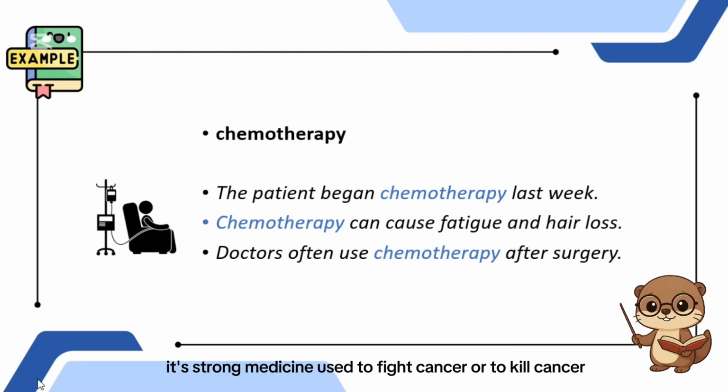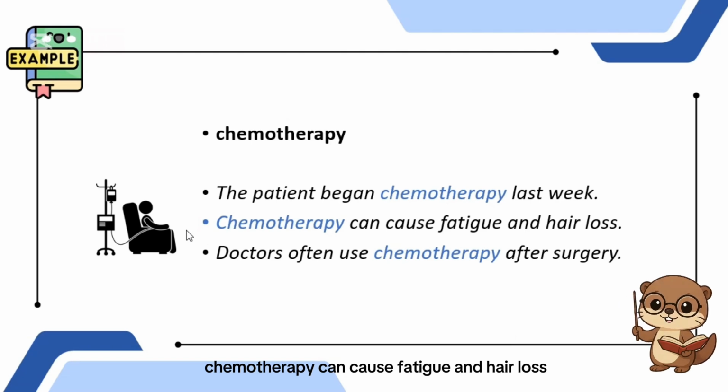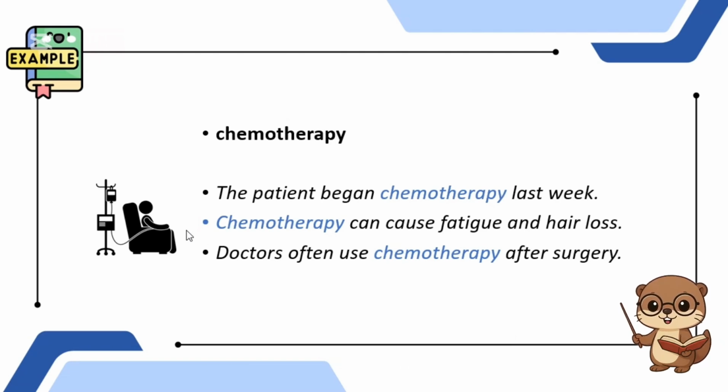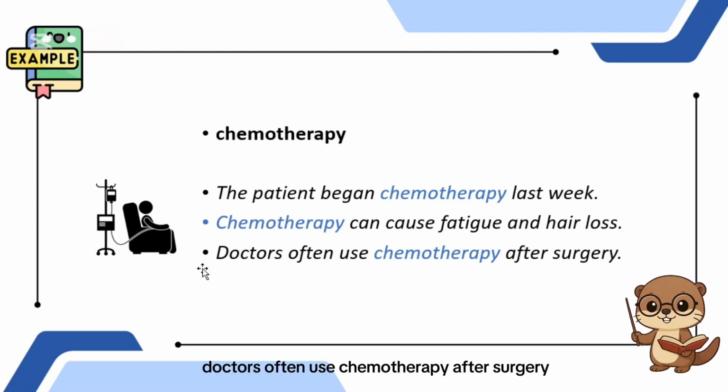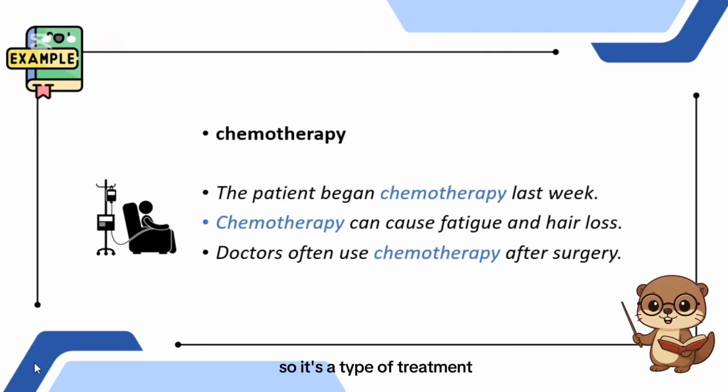Next, chemotherapy. It's strong medicine used to fight cancer or to kill cancer. The patients began chemotherapy last week. Chemotherapy can cause fatigue and hair loss. That means losing your hair. Doctors often use chemotherapy after surgery. So it's a type of treatment.